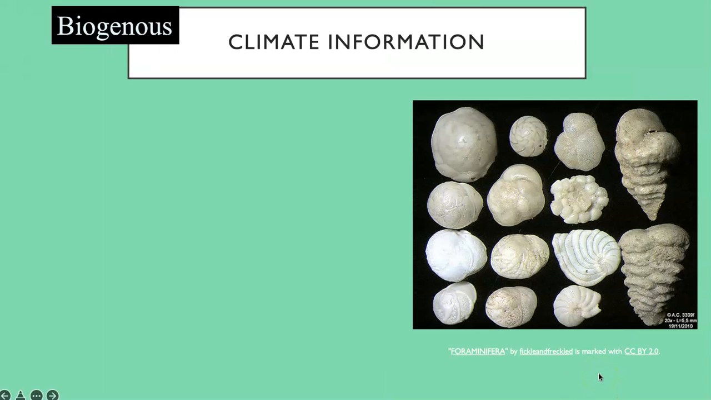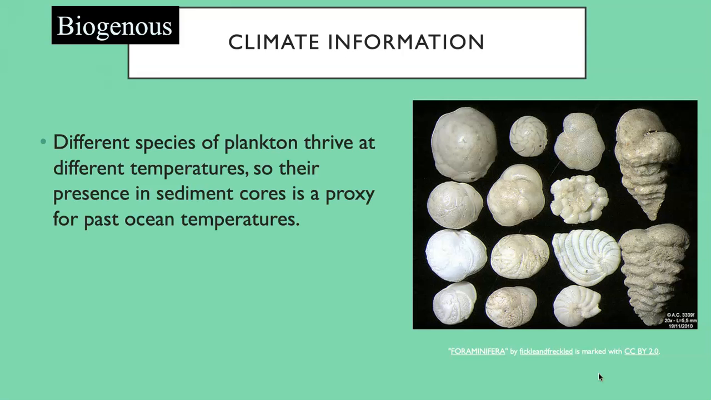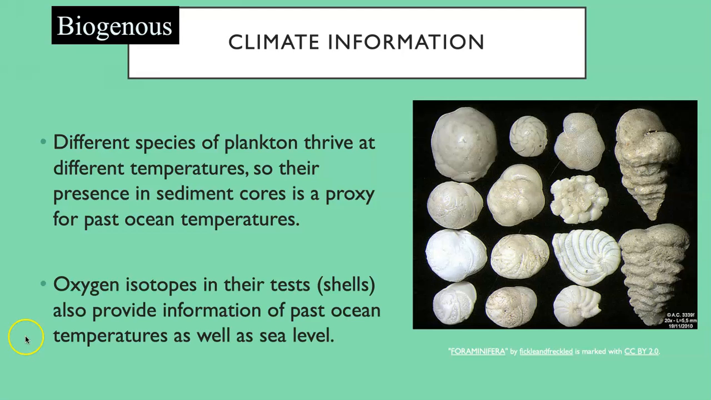The climate information that we can get from these little organisms is important because different species of plankton thrive at different temperatures. So by identifying them in the sediment cores, they're sort of a proxy for the past temperatures of the ocean. We can also examine something called oxygen isotopes that give us information about past ocean temperatures as well as a little bit of information about sea level.